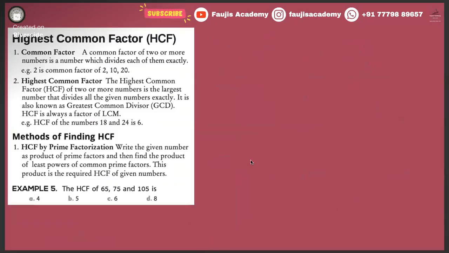All right. So yeah, common factors. Let's delve into common factors. To be more precise, let's delve into highest common factor. Let's say I took two numbers, 10 and 15. In LCM, we talked about lowest common multiple. Now in HCF, we'll talk about highest common factor, right?